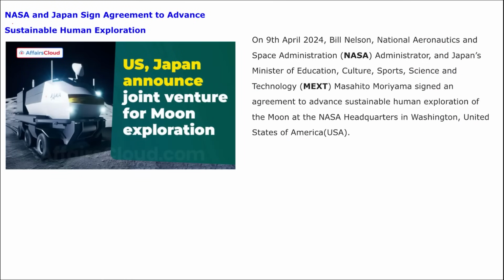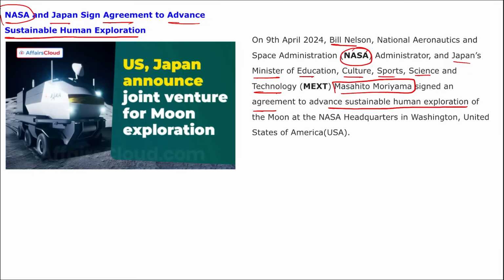Next is NASA and Japan. They signed an agreement to advance sustainable human exploration. I repeat, Bill Nelson, the administrator of NASA, and Japan's Minister of Education, Culture, Sports, Science and Technology, Masahito Moriyama, signed an agreement to advance sustainable human exploration of the moon. This was at the NASA headquarters in USA.